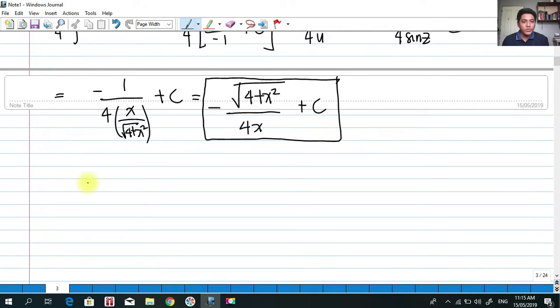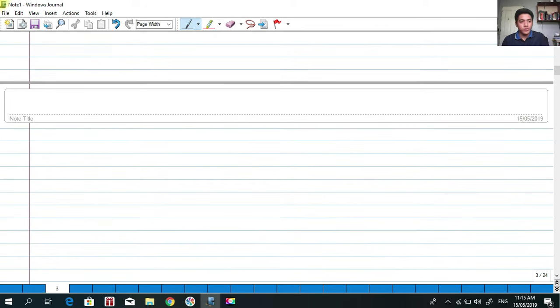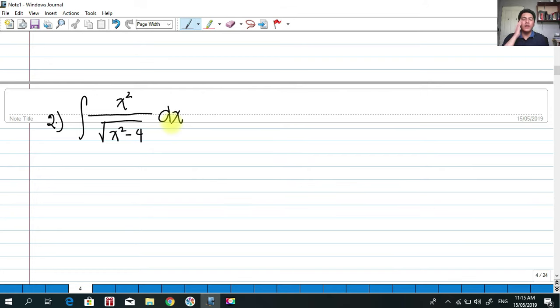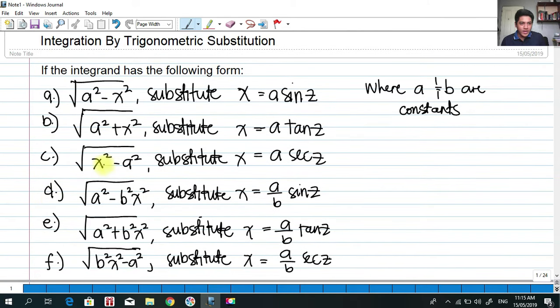For example number 2, we have the integral of x squared over square root of x squared minus 4 dx. So, looking at our formula, we have the form of square root of x squared minus some a squared. Because our x squared, the coefficient value is 1, so we can use this.